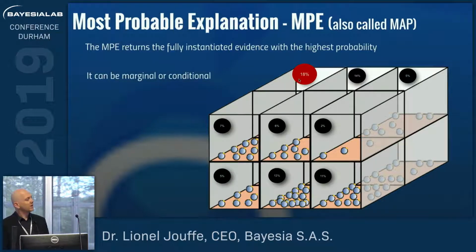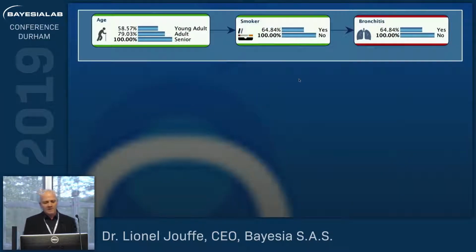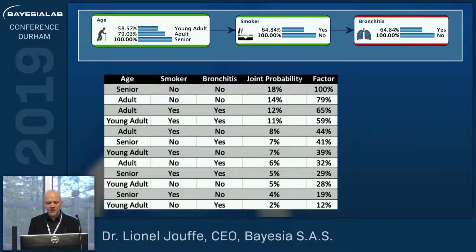So this MPE can be marginal or conditional, which means that you can set evidence and you are going to have the new MPE given this evidence. This is an example here with these 3 nodes. And when you switch to the MPE mode, the monitors are not displaying any more probabilities, right? So these are Bayes factors. 100% means this state belongs to the MPE. So with this network, the MPE is a senior non-smoker without bronchitis.